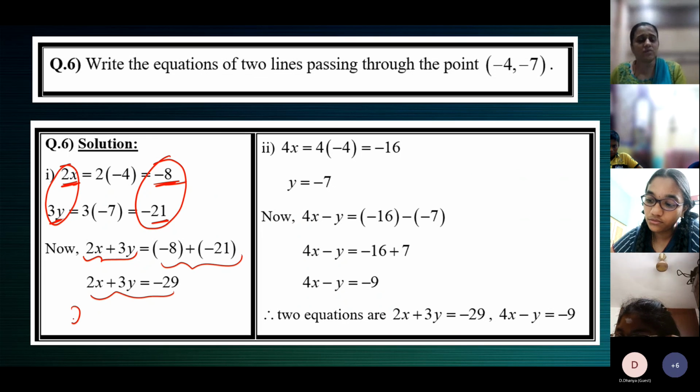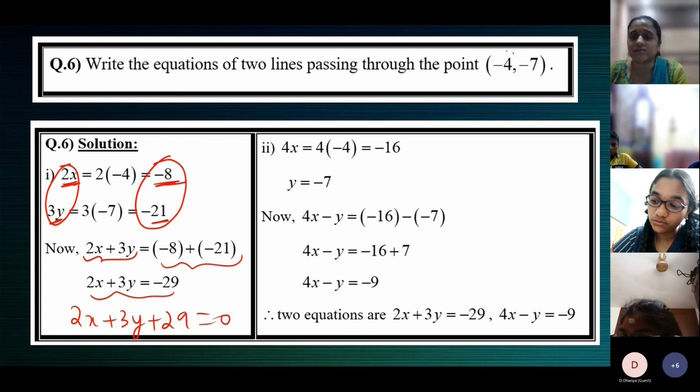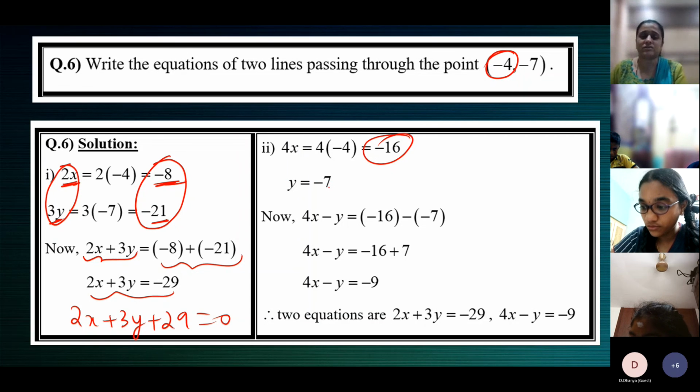You can leave it in the standard form. 2x plus 3y plus 29 is equal to 0. See the other example. I found 4x. So 4 into -4, -16. Then I've just taken y. I didn't do anything. I didn't find 2y or 3y. I just took y. Y is -7.